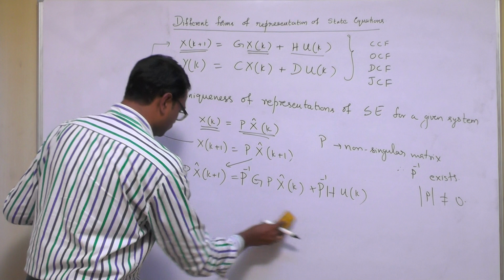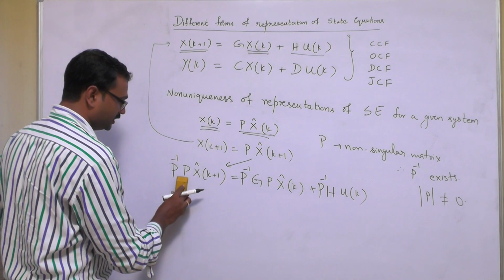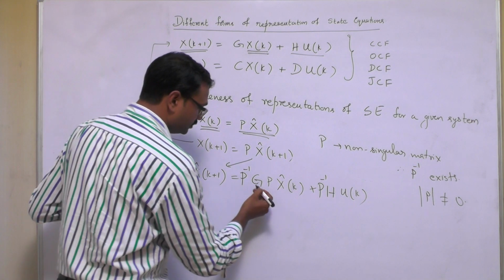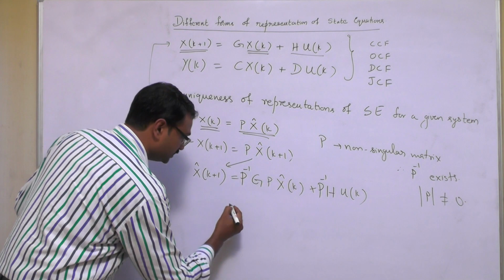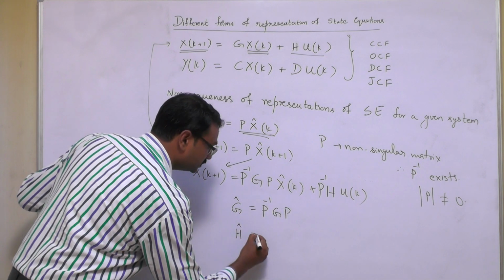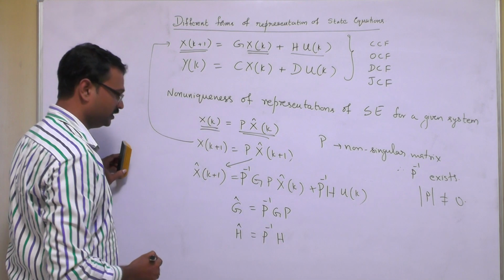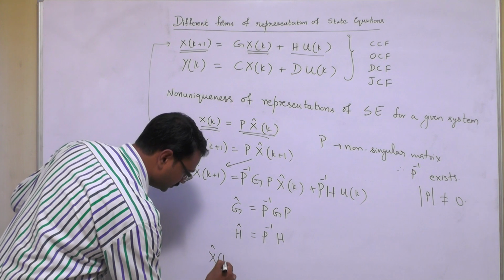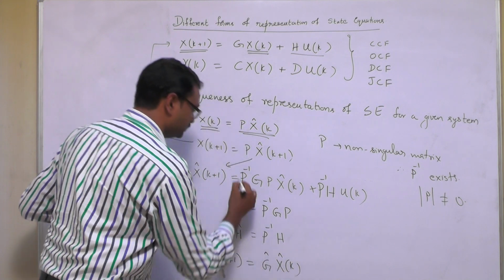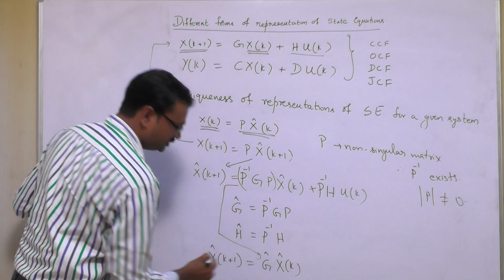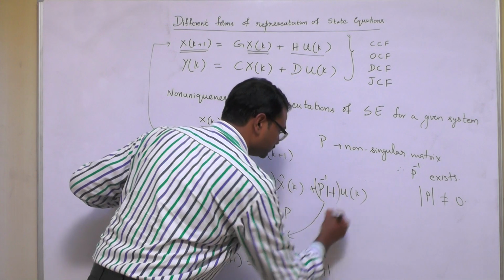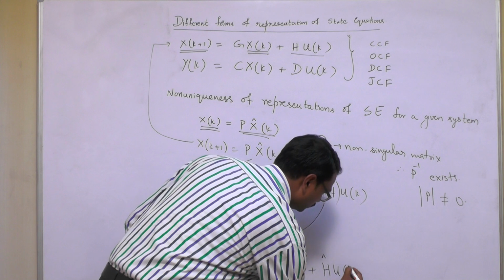when you are pre-multiplying with this, what do we get? P inverse P is an identity matrix, so I have I into x̂(k+1), which gives us again x̂(k+1) is equal to P inverse G P x̂ plus P inverse H. Now if I say Ĝ is equal to P inverse G P and Ĥ is equal to P inverse H, then I can write this equation as x̂(k+1) is equal to Ĝ x̂(k) plus Ĥ u(k), because P inverse G P is nothing but Ĝ, and P inverse H is Ĥ.